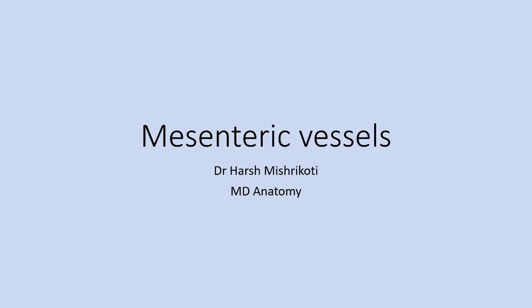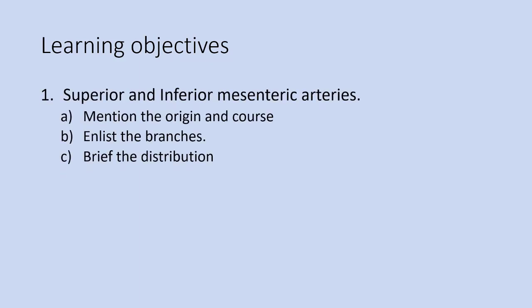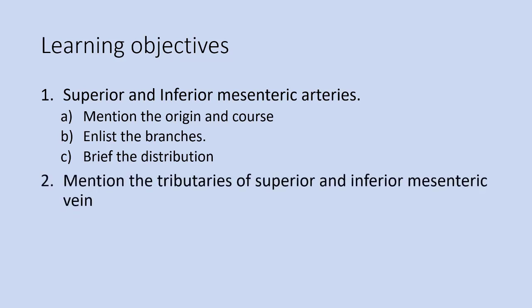Hello friends, welcome back. In this session, let us look at mesenteric vessels, superior and inferior mesenteric arteries with their veins. Learning objectives for this session are describing superior and inferior mesenteric arteries under these headings, mentioning their origin, enlisting their branches, and outlining their distribution. Mentioning the tributaries of superior and inferior mesenteric veins and related applied anatomical aspects.